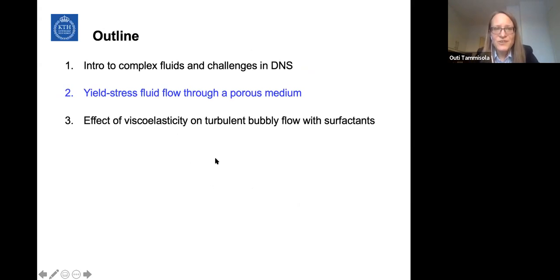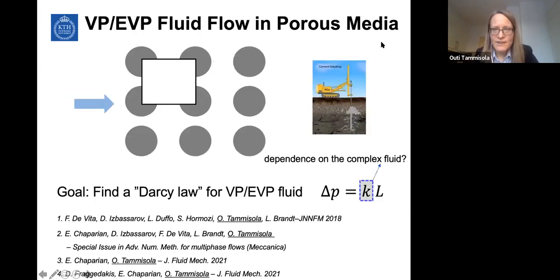I thought I would now move into actual results. I will start from the yield-stress fluid flow through a porous medium. We have done a lot of work on this configuration in many different settings, but they have some common features. The idea is that we have a flow through a porous medium, and what applications are interested in is basically to find the relation between the pressure drop and distance for these complex fluids. So can we formulate something similar to a Darcy law, but one that depends on the complex fluid properties somehow.